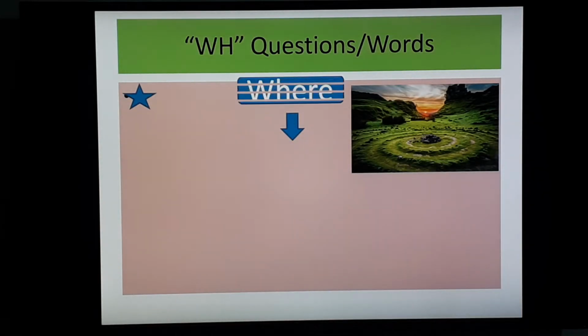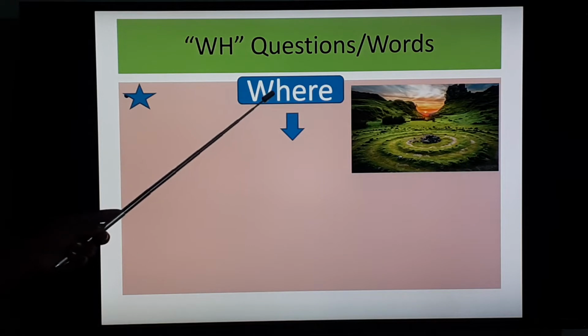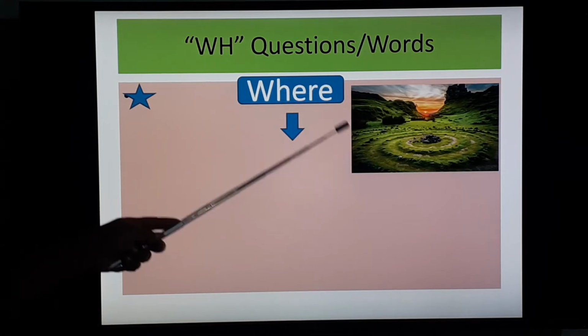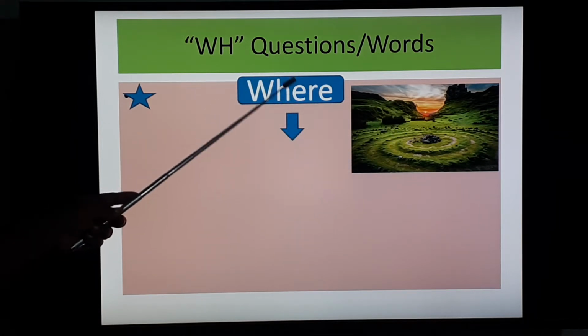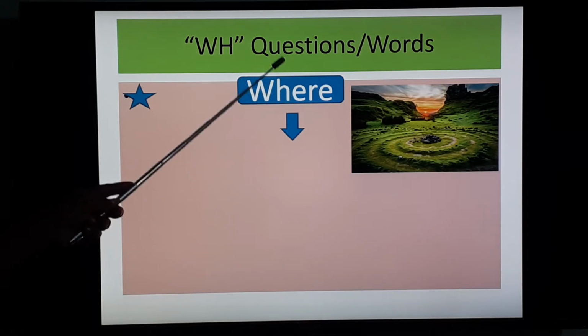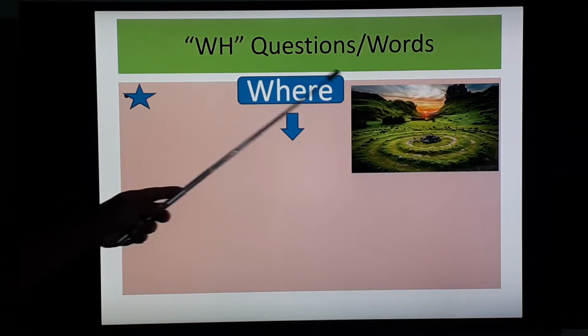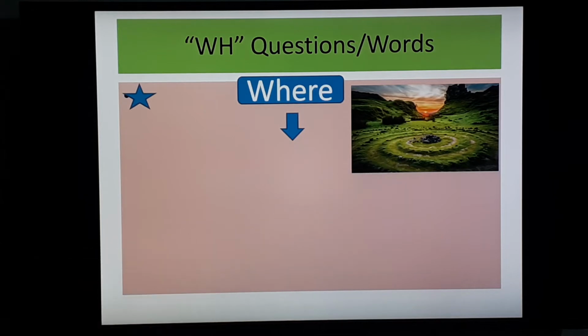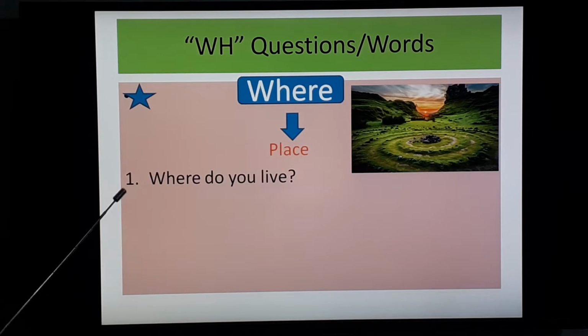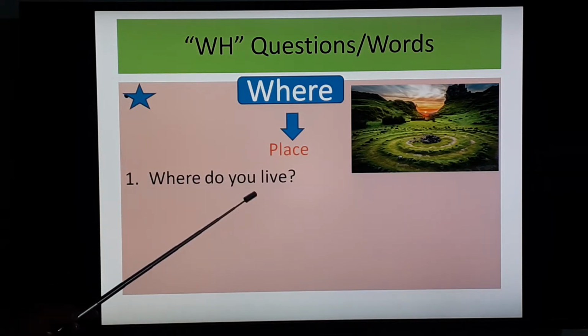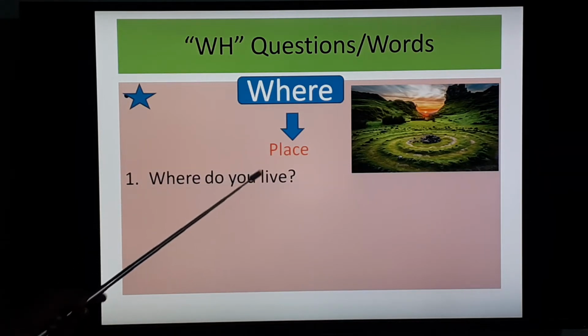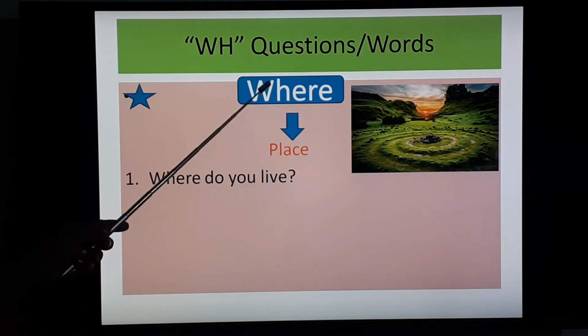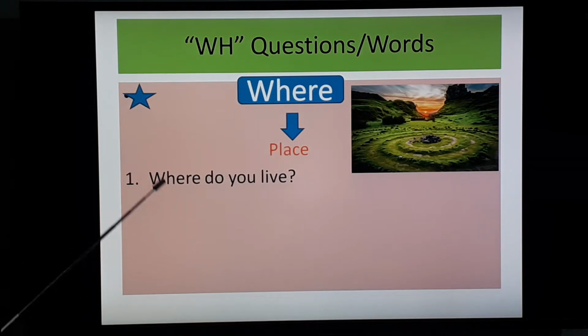Next, that is where. Where shows place. It means when you frame any WH question with the help of where, then you will get the name of the place in reply. For example, where do you live? So if I answer, I live in Singapore. So Singapore, that is the name of the place. So I have to ask with where. Only then I will get the name of that particular place.